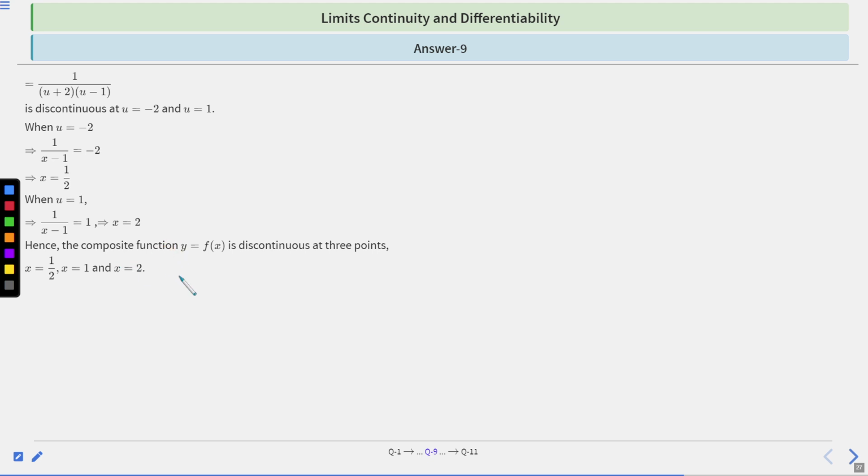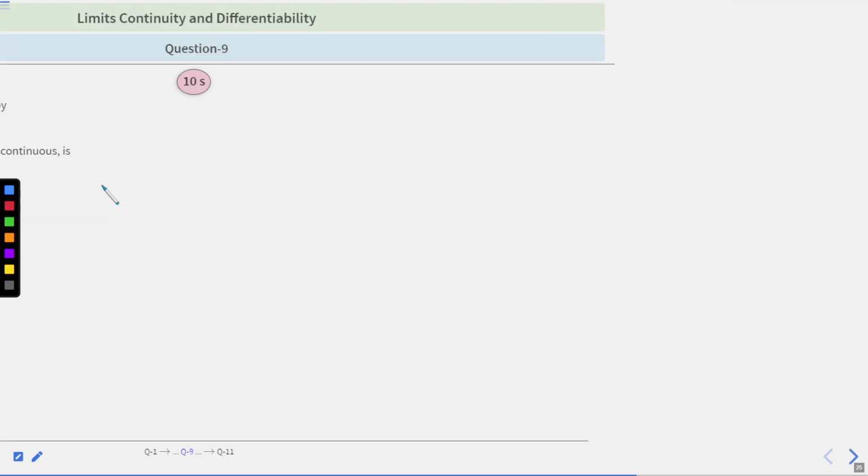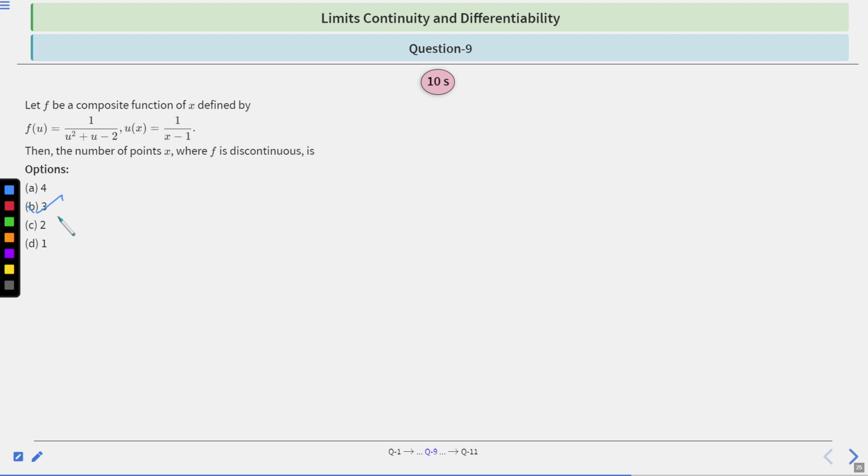Hence, the composite function y = f(u(x)) is discontinuous at 3 points. And the 3 points are basically 1/2, 1 and 2. Clear? So there are 3 points at which this function is discontinuous. So option B is the right choice, 3 points. Okay, let's move to the next question.